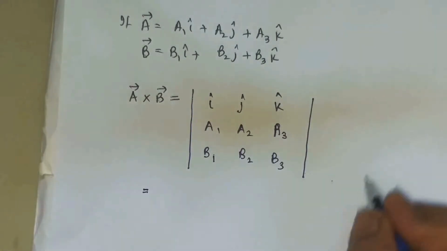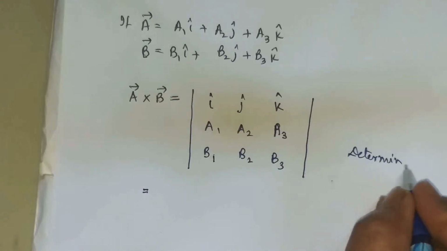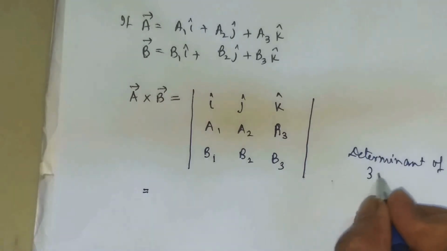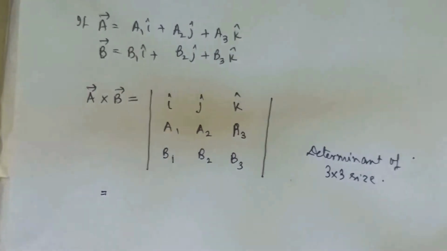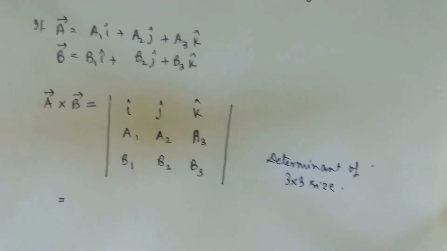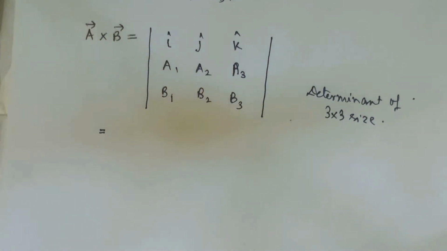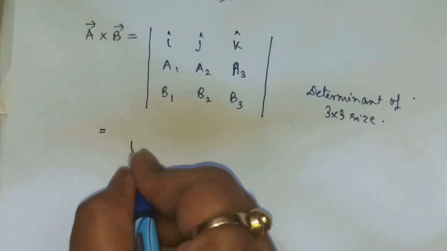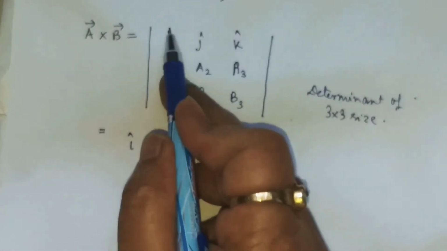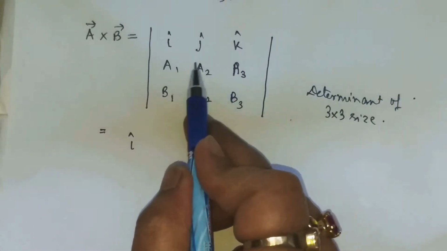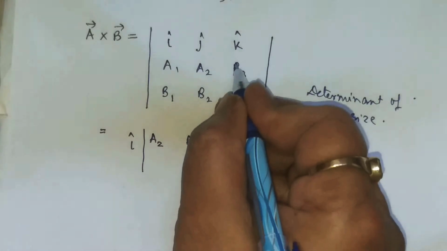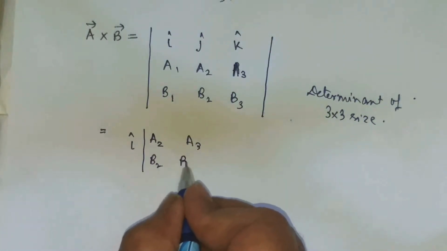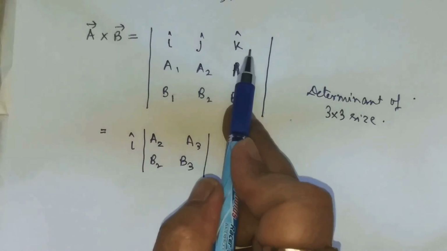Now, this is a determinant of 3 by 3 size. In order to find out the value of this determinant, we need to expand it. Now, how to expand this determinant? Just observe the expansion. You first take the first row. First row, first member is I. Now, if you leave the first row and column, what you have is this much, so just pick up this and put a small size determinant a2, a3, b2, b3. So in the first line you took out I.